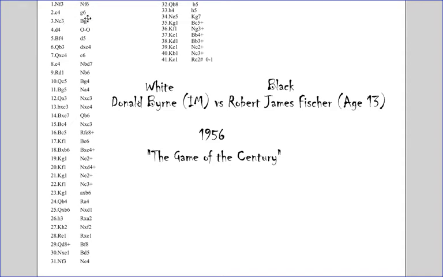Okay? So knight to F3, black plays knight to F6. C4, black plays G6. Knight to C3, black plays bishop to G7. D4, black plays castle short. Bishop to F4, black plays D5, and so on. Good luck.